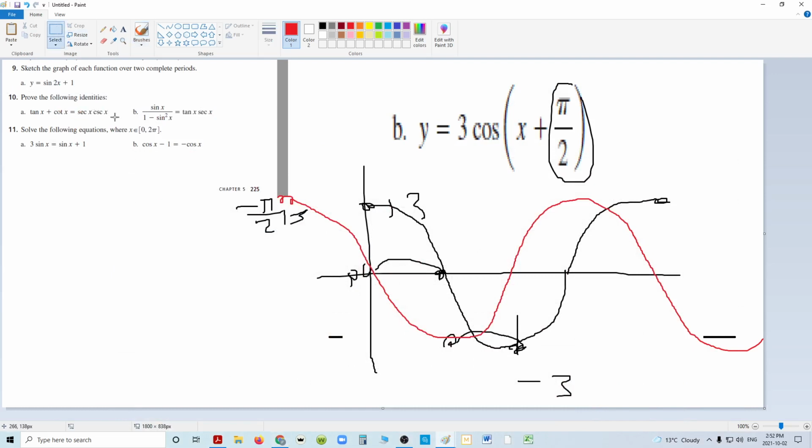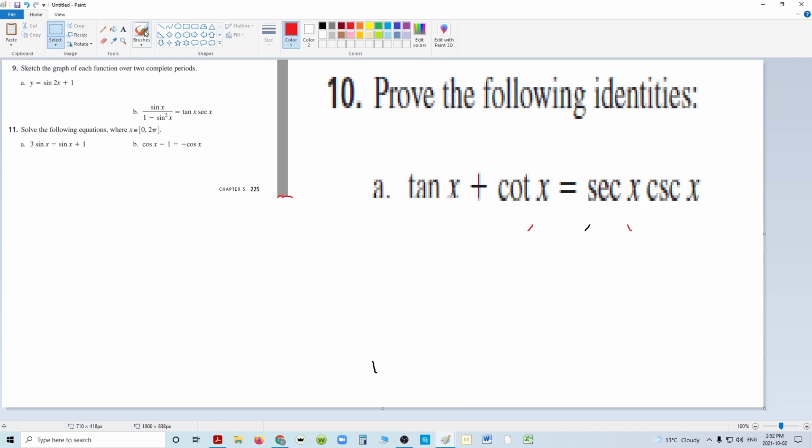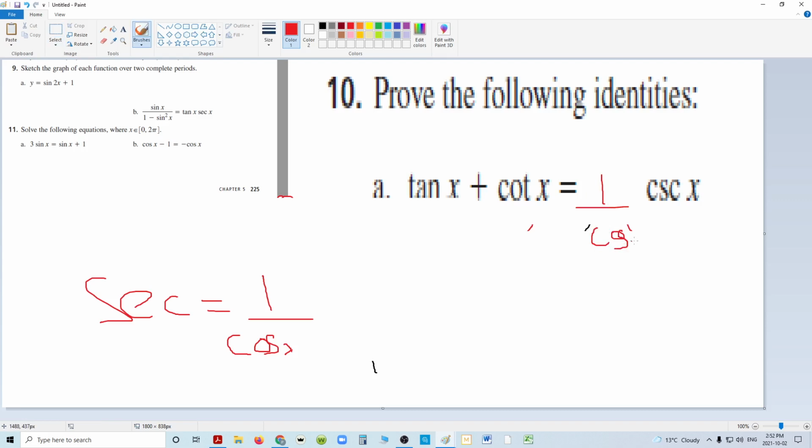Prove the following identities. Okay, start with this one. This always comes down to your knowledge of what tan x is and whatever. So tan x here, I can sort of go over there. Secant x is the same as 1 over cosine x. So let's start with that. Secant x here is 1 over cosine x. Cosecant is 1 over sine x. Let's leave them like that for now.